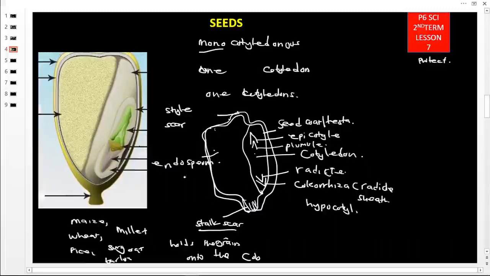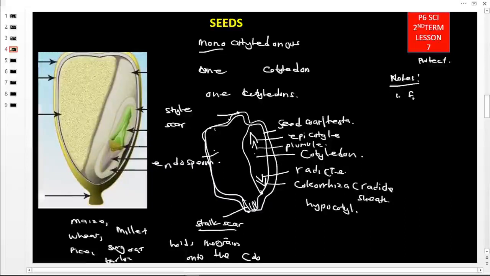Therefore, let us name this seed together. This is the style scar, this one is the endosperm, then this is the stalk scar, then this is the radicle sheath or the hypocotyle, then we have the radicle, then the cotyledon, then the plumule, and what we call the epicotyle.